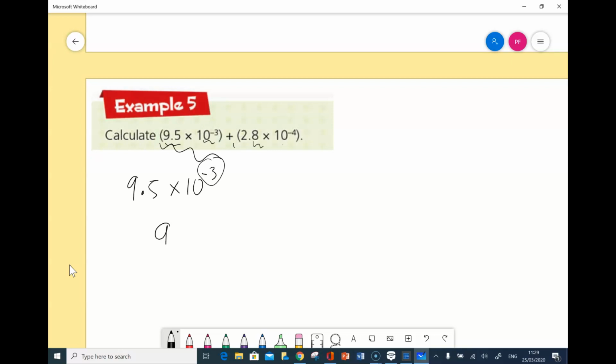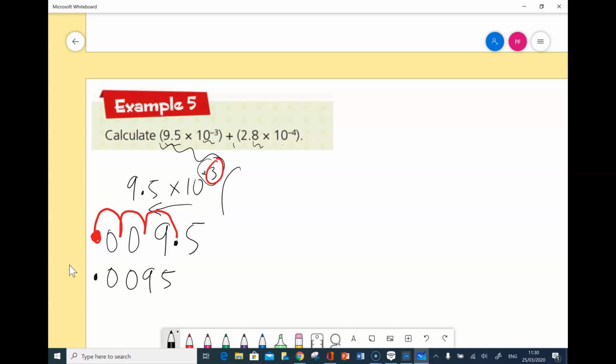So what I do is I write down my 9.5. Now the minus means I'm going to be jumping in the left direction. And I'm going to be jumping 3 times. So 1, 2, 3. So my decimal point should be there. And under each of those arches, I make sure there's a number. Because I can't see any other numbers, I'll put zeros in. So that number is 0.0095.